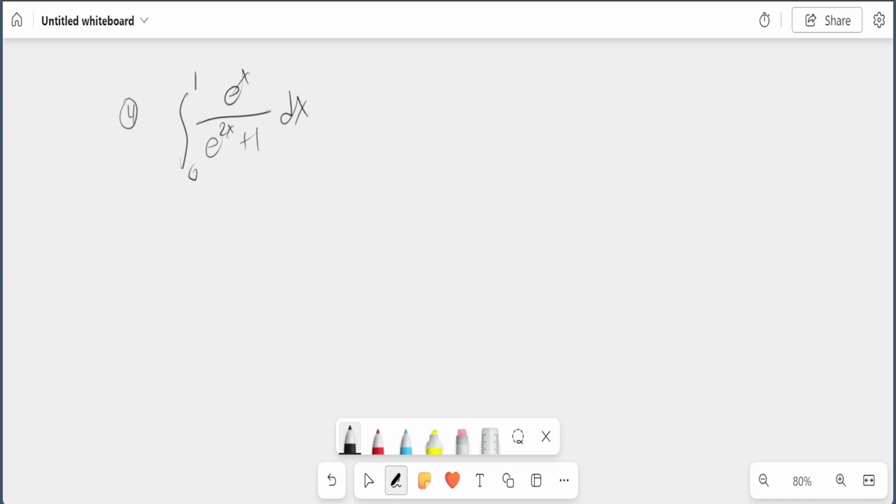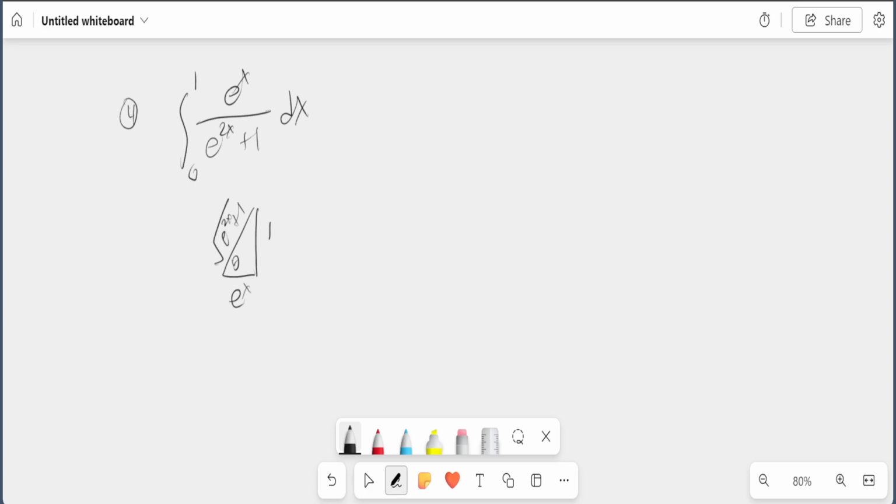I think the easiest way to do this would be a triangle. So let's just do a triangle. 1, e to the x, and that's square root e to the 2x plus 1. That's theta. Is that all you needed, or do you want me to keep going? You keep going. Okay. Let's do.